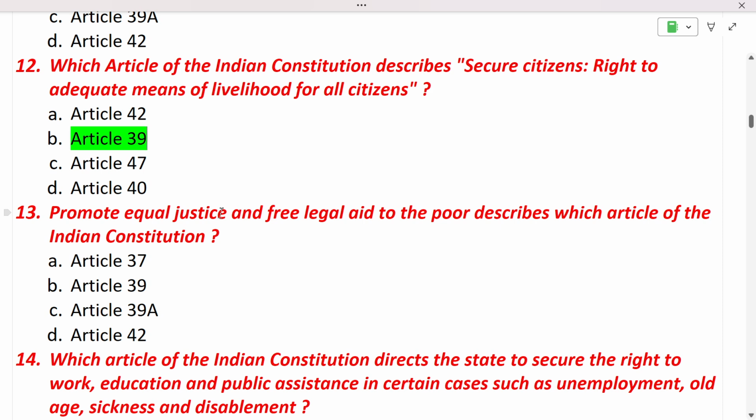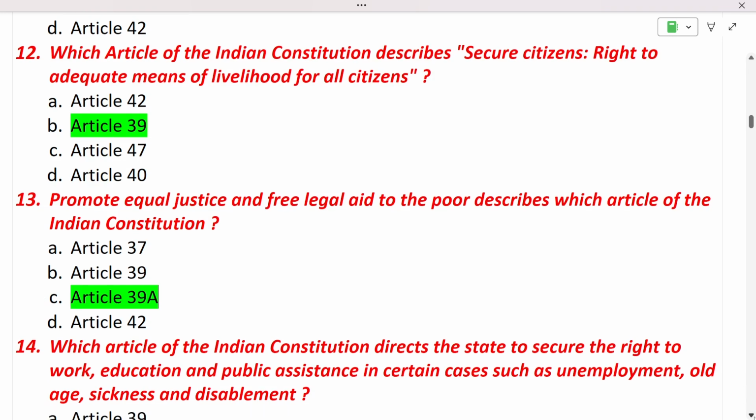Next, question number 13. Promote equal justice and free legal aid to the poor describes which article of the Indian Constitution? Option A, Article 37. Option B, Article 39. Option C, Article 39A. Option D, Article 42. So the answer is C.